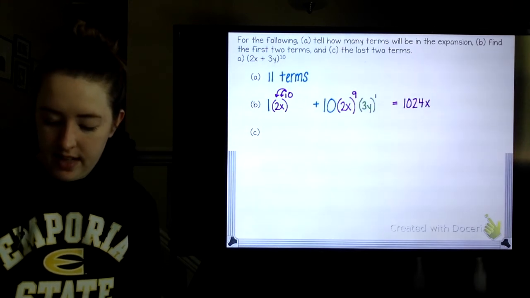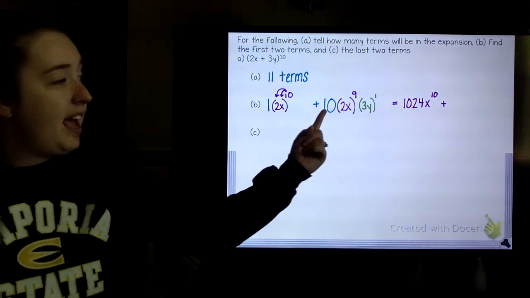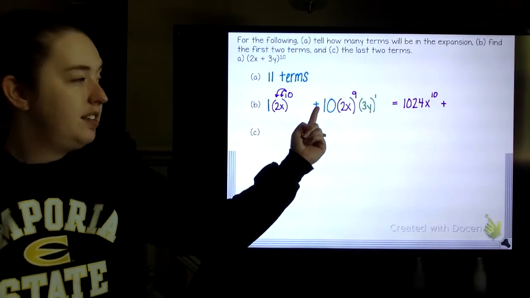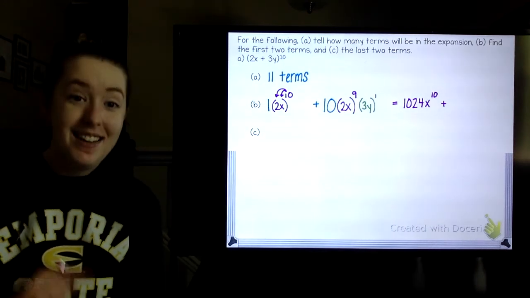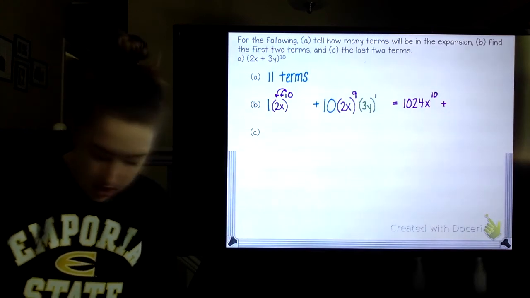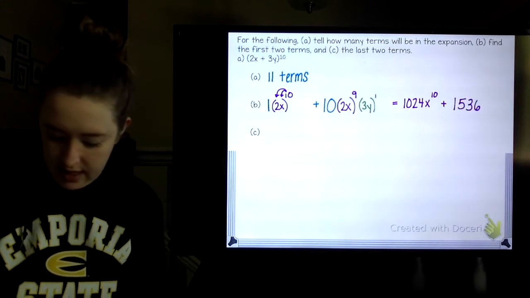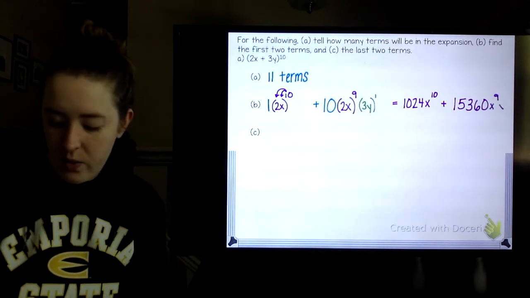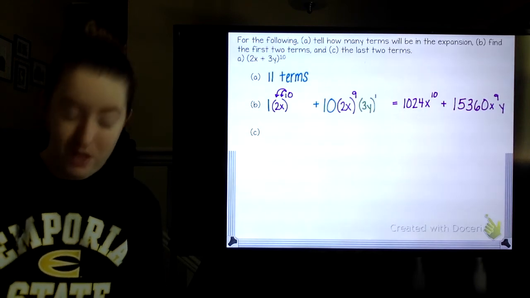And then I have x to the 10th plus. And then I have to take 10 times 2 to the 9th times 3. So 10 times 2 to the 9th times 3 is going to give me 15,360. And then we had x to the 9th, and then we had a y. So there's my first two terms. Now let's find our last two terms.